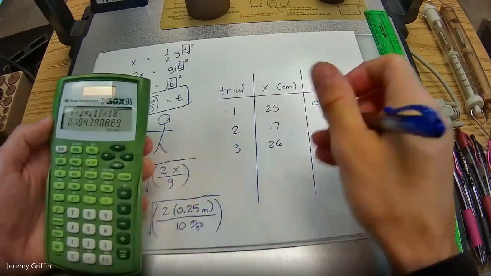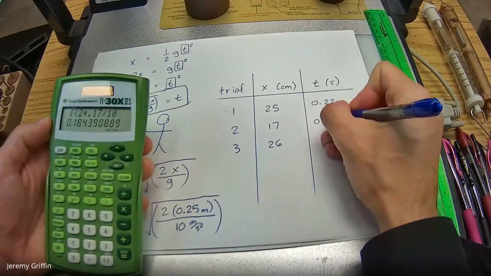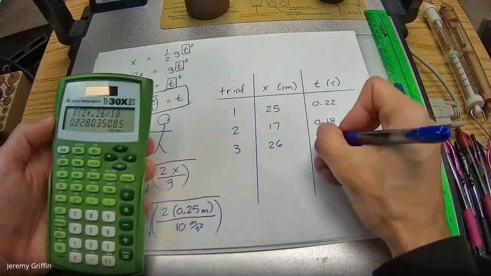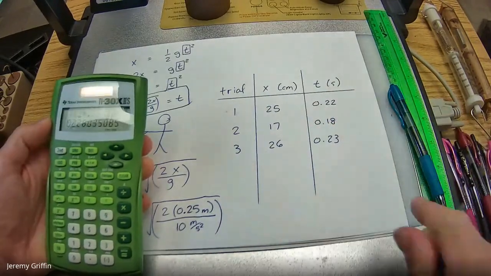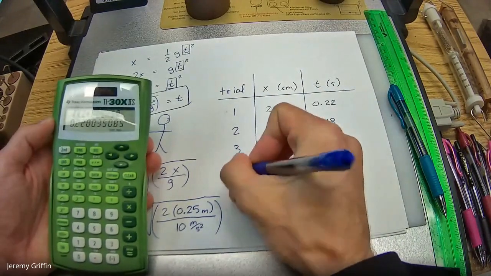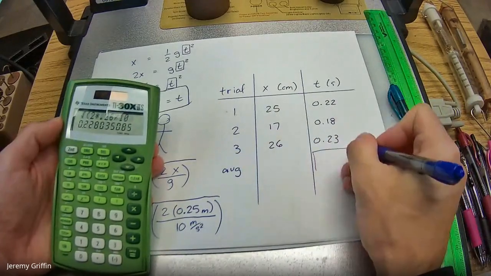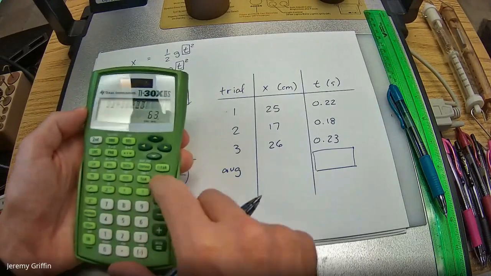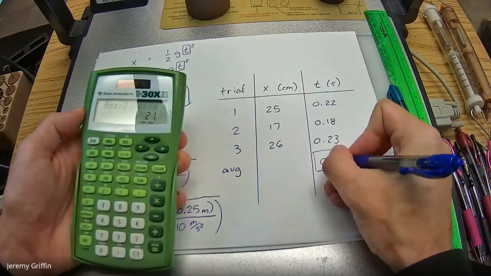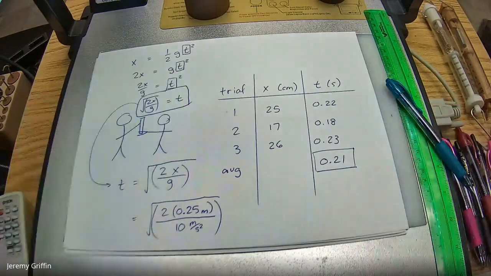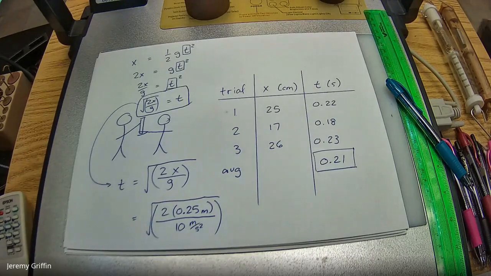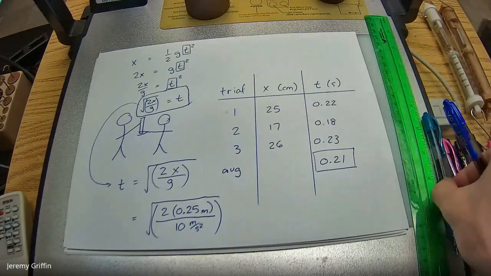What is 0.17 meters? It comes out to 0.18 seconds. And what about 26 centimeters? Comes out to 0.23, or something like that. Okay. Maybe I'll take an average. What's the average of those? So 22, 18, 23, 0.21 seconds, right? And that right there is pretty much the average person's reaction time. So I was trying to pick numbers that would be approximately average.